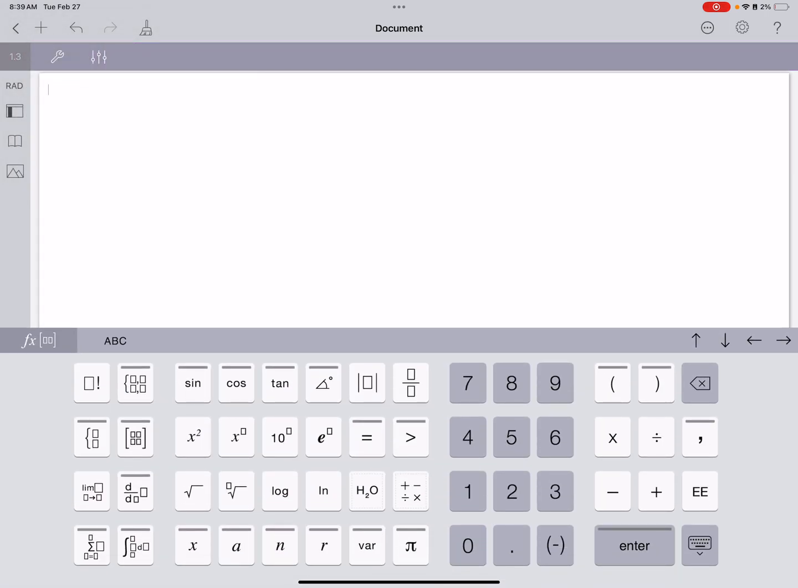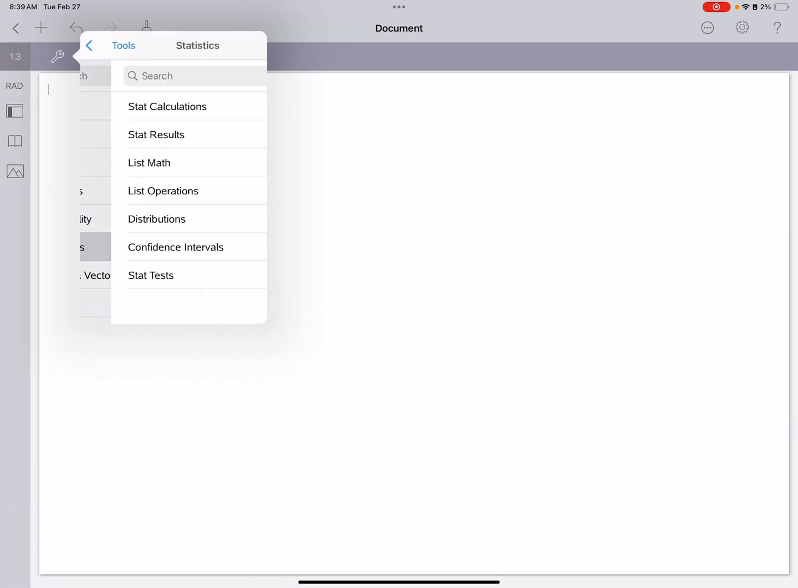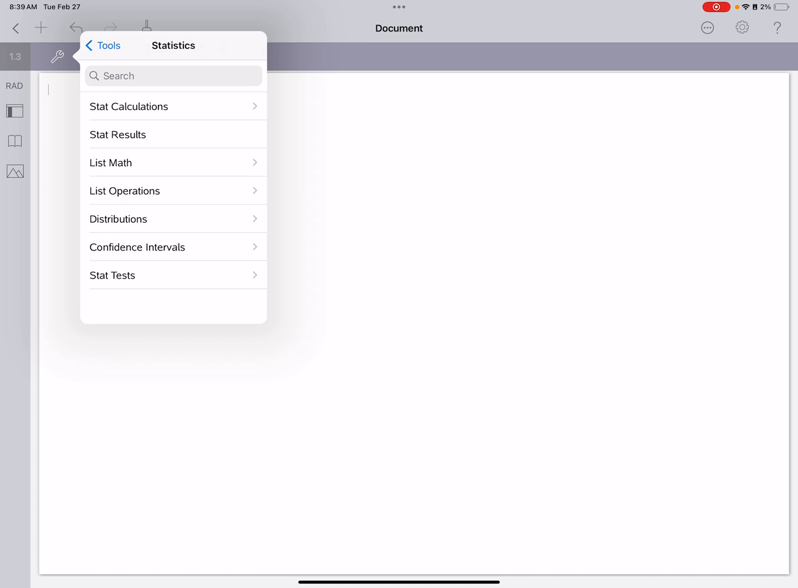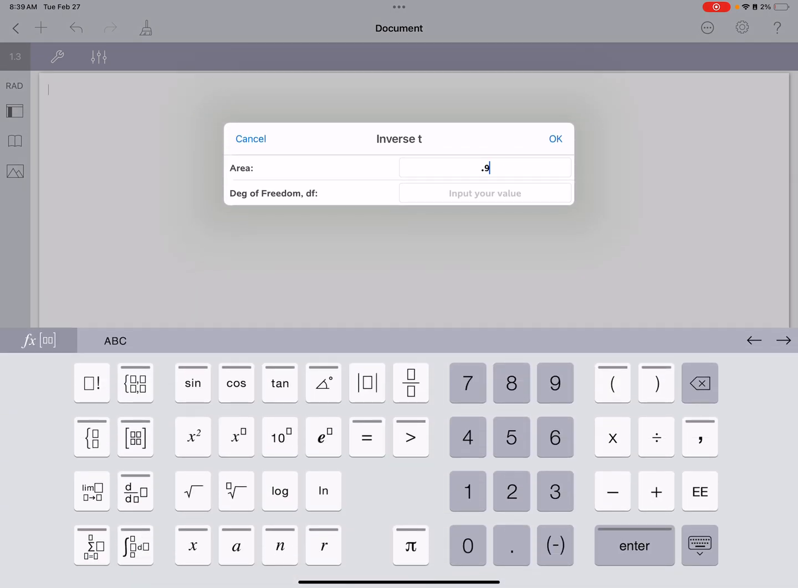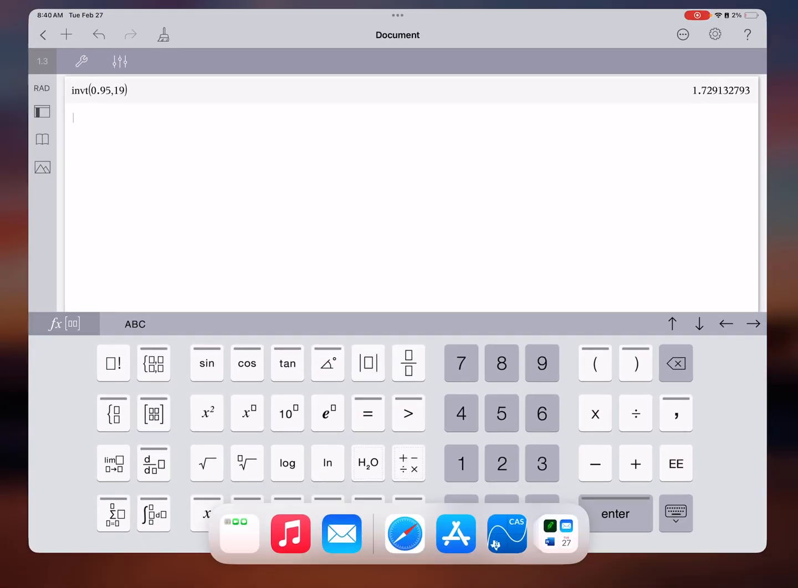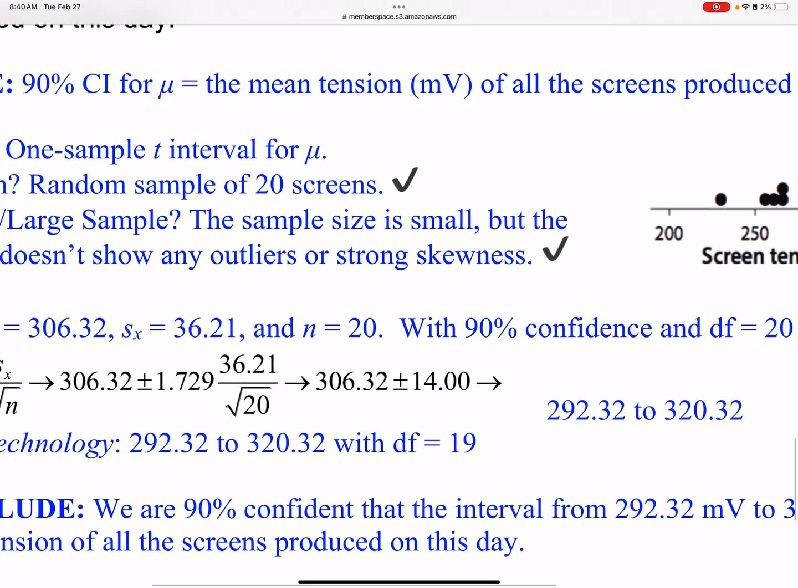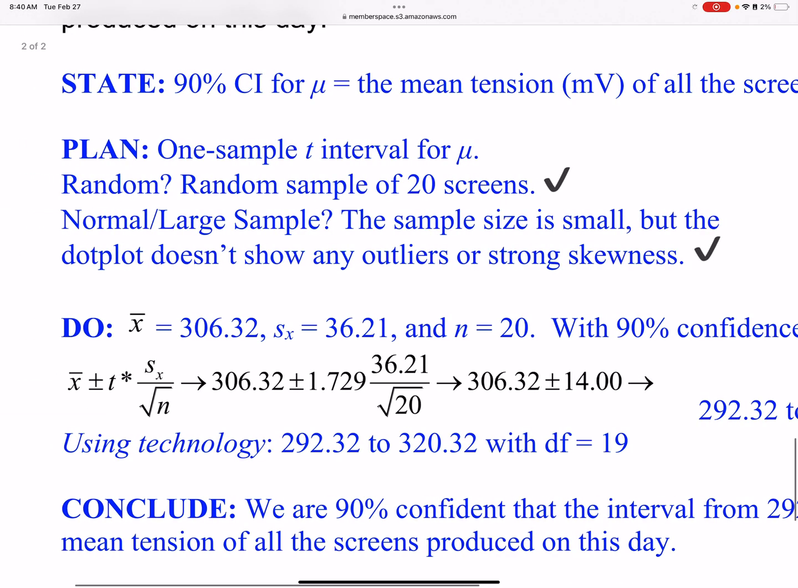So menu, stat, distribution, inverse t, and it's a 90% confidence interval. So remember, 90% plus the tails, 95, and the degrees of freedom for this one, remember we have 20, so it's going to be 19. And it's going to give me 1.729. And that's where all these numbers come from.